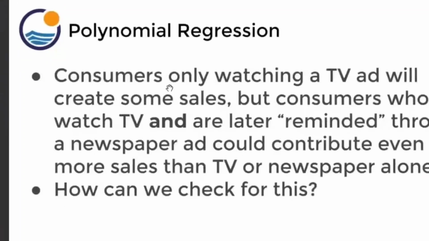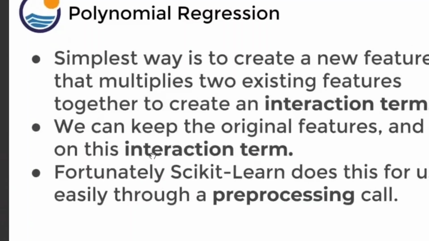So consumers watching a TV ad will create some sales, but consumers who watch TV and are later reminded by a newspaper could contribute even more sales. They got this conclusion after observing the beta. If the beta value is low, this rule is not applicable. If the beta value is high only, this rule is applicable. So we have to check that, and create the interaction terms. If you are interested in interaction terms, create them.